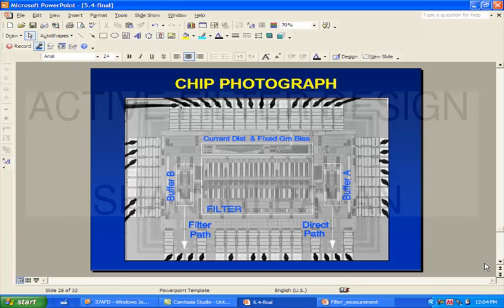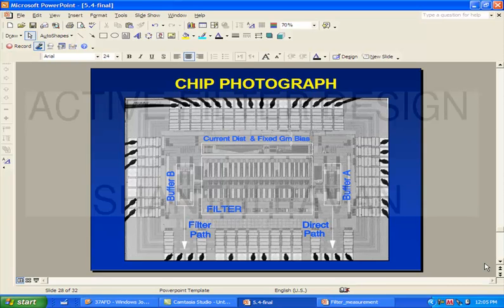So this is the photograph of the chip, okay. So this is the filter. This is one is the filter path, one is the direct path. This is the current distribution fixed GM bias, okay. These are all the pads, and you can see that these are all actually the gold wires which are gone, and these are the pad openings, okay. As I said, we need to connect these to the package with bond wires, right. These are the ends of the bond wires. So you can see that they are actually going up. That is why this part is in focus and this part is not in focus.